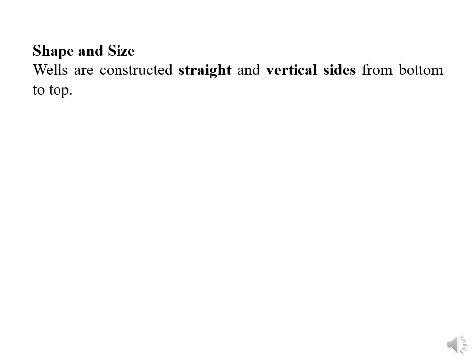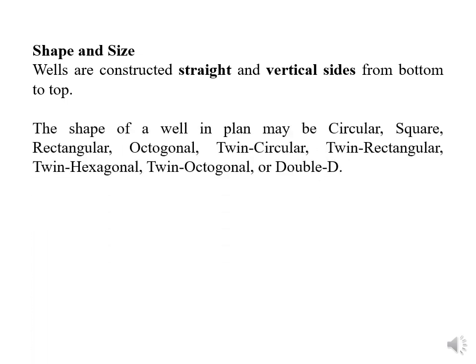Now we shall go for the next topic, shape and size of well foundation. Wells are constructed with straight and vertical sides from bottom to top. If you are not going to construct the well straight, what will happen? The proper sinking will not take place by its own weight. So, what are the various types of shape and size?